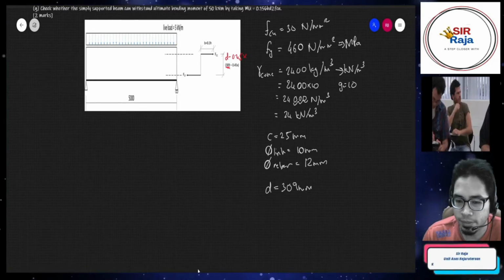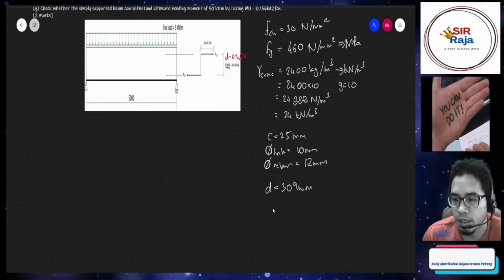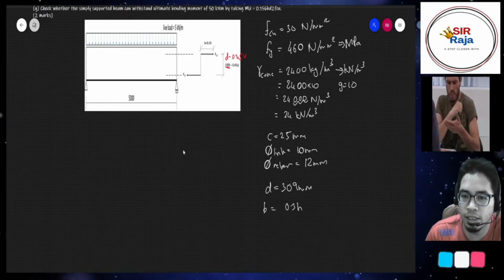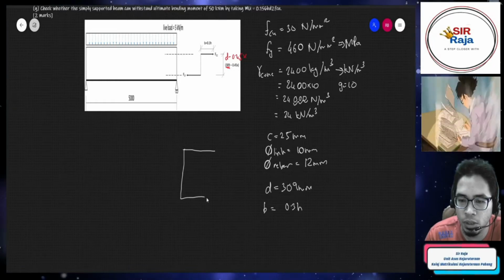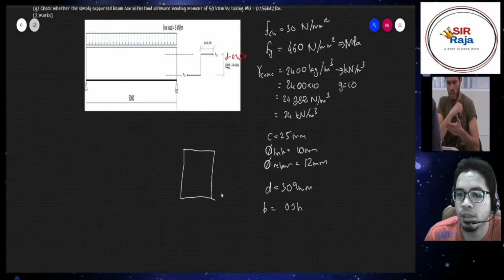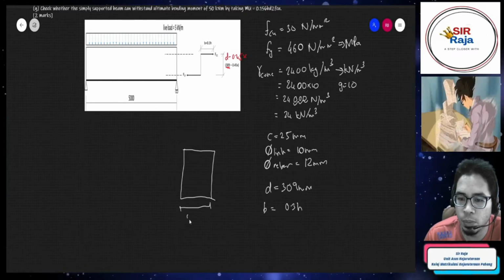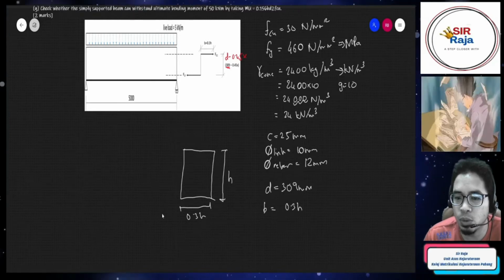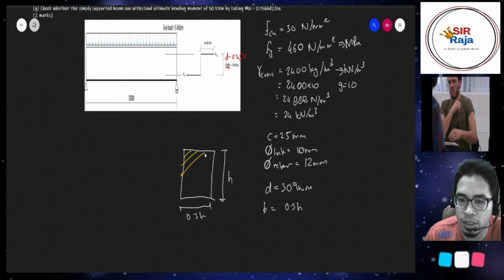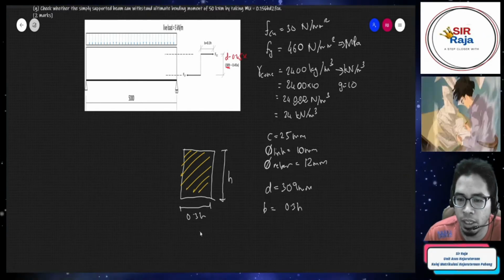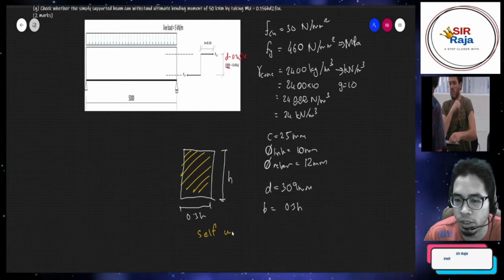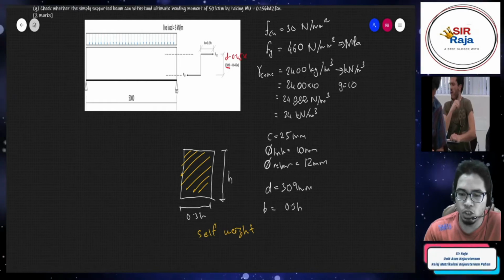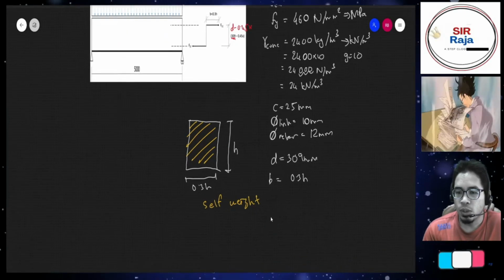Okay, and then it says here that B is equal to 0.3h, meaning that if we have the cross section of the beam, this is 0.3h, and here is our h. So we need to know this area here. We need to know all this so that we can calculate the self-weight of the concrete. So you need to find B and H. Alright, let's find H first, class.